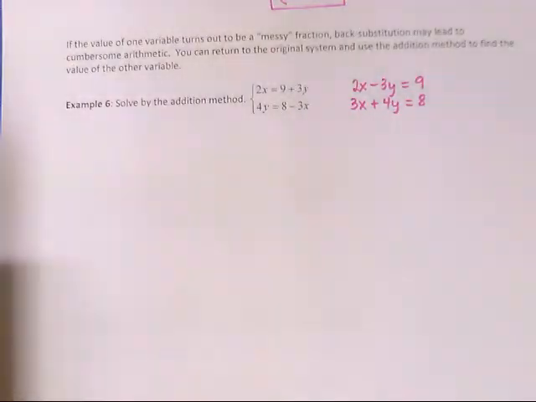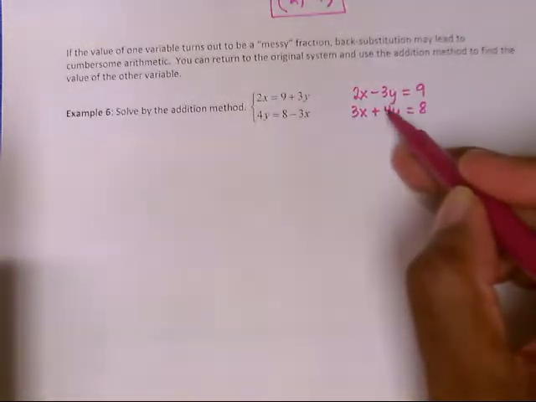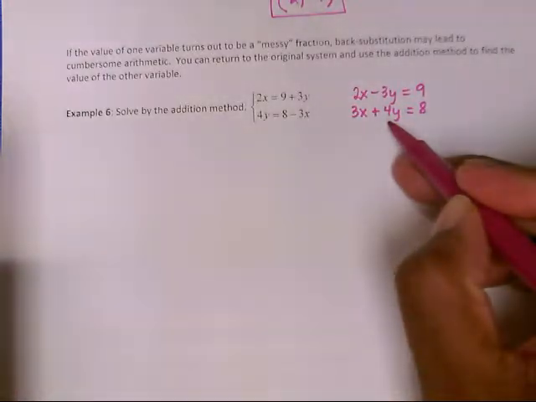So now my equations are in standard form. Now notice I can't eliminate an x or the y directly. I need to multiply by an appropriate non-zero number. But notice I can eliminate a y. Let's try to eliminate the y first, because I got a minus 3y and a plus 4y.